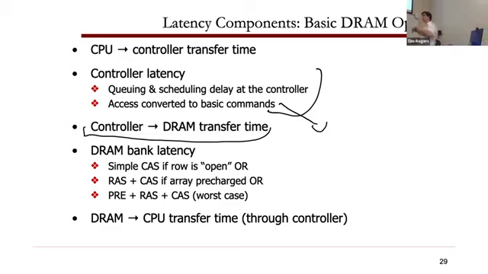Right, this is a real system with pins. It takes time to transfer that to the DRAM. And then we have to look at what's going on inside the DRAM. So what is the latency of the individual DRAM bank once we know where it is and we're sending it the right commands? If the row is already open, then all we have to pay is the CAS latency, right?